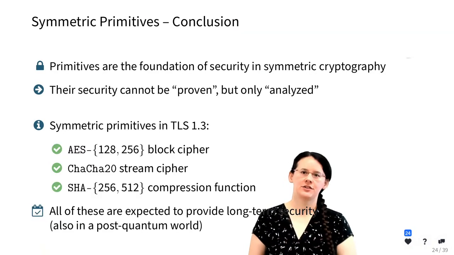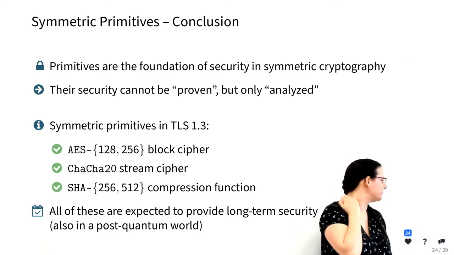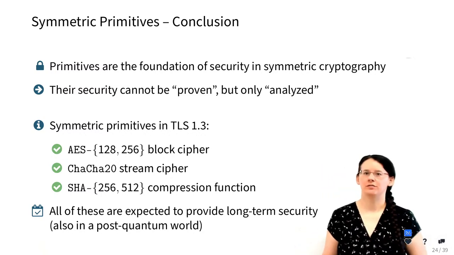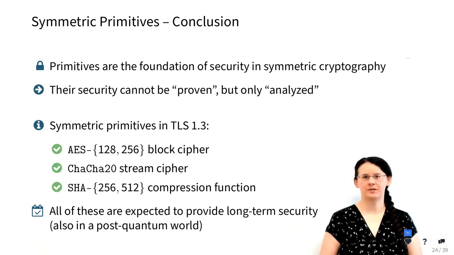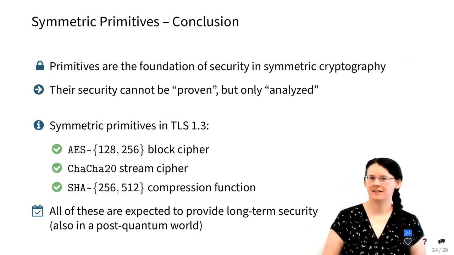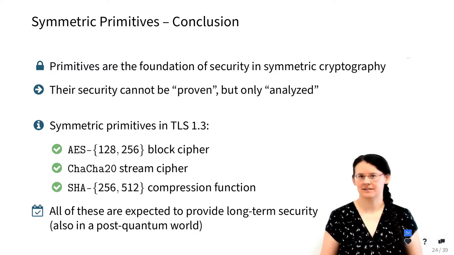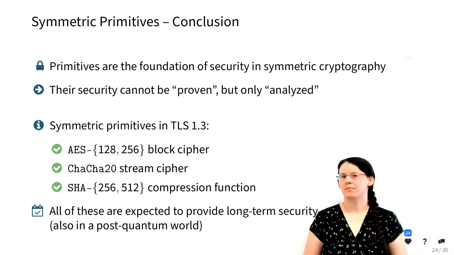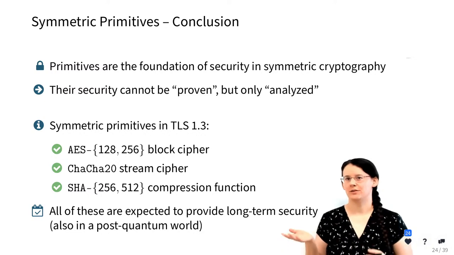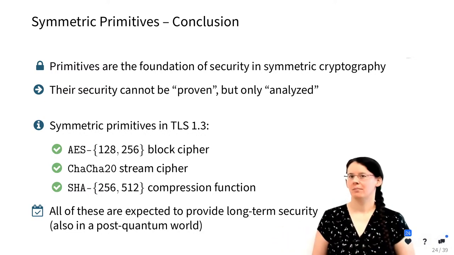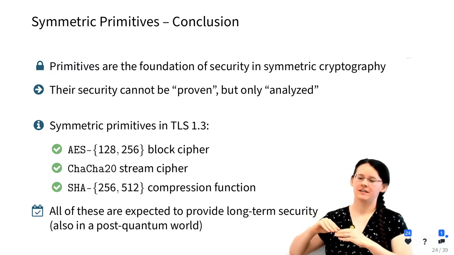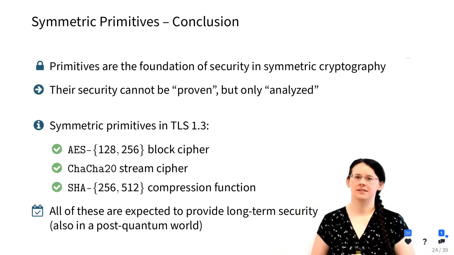Okay, that actually sums up the part about primitives. So what did we hear so far? We heard that primitives are the foundation of security in symmetric cryptography, but also in asymmetric crypto. And the important thing to keep in mind is that their security cannot be proven, but only analyzed. So the idea is a bit like with the hard problems in complexity theory. Over many years, many clever people try to find a way to solve it faster, so to attack the thing. But if after 20 years, nobody has figured out how to do it, or if they only figured out how to do it for way fewer rounds than the cipher has.